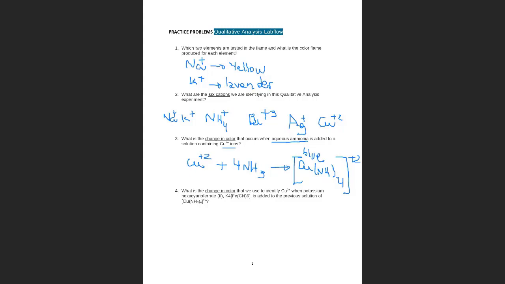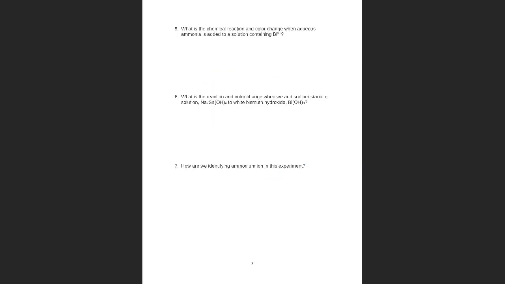And the next question: what is the change in color that we use to identify copper +2 when potassium hexacyanoferrate is added to the previous solution of the complex of copper and ammonia? Do you remember the color? Red brown. That one was red brown. Yes, very good, red brown. Okay, I don't need to write the reaction, you have that.